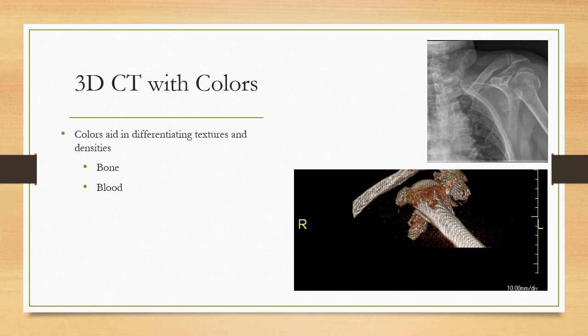Some CT scanning software allows the evaluator to place color on the images to help differentiate the different textures and densities of the tissue. The top right image is a traditional X-ray of a shoulder. It may be difficult to appreciate the extent of injury with just looking at the traditional X-ray. The image on the bottom is a CT scan 3D rendered with color applied. This allows the evaluator to appreciate the extent of injury by applying color, which differentiates the different textures and densities, which is blood and bone.